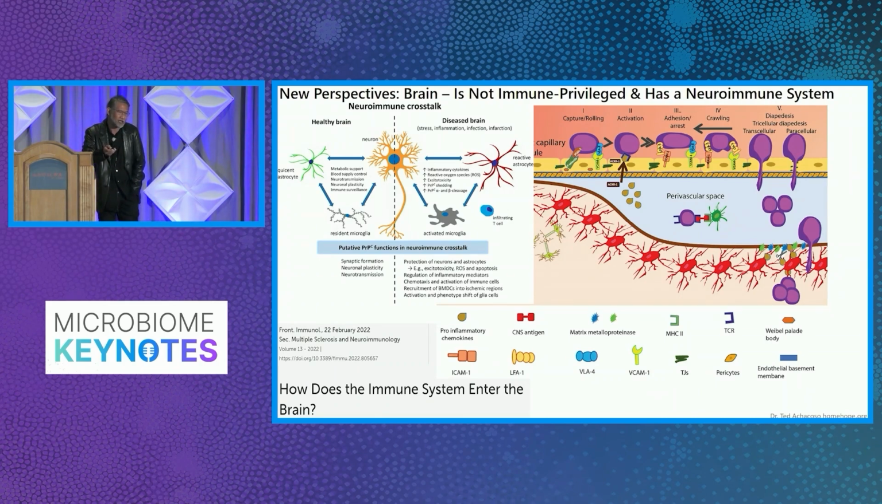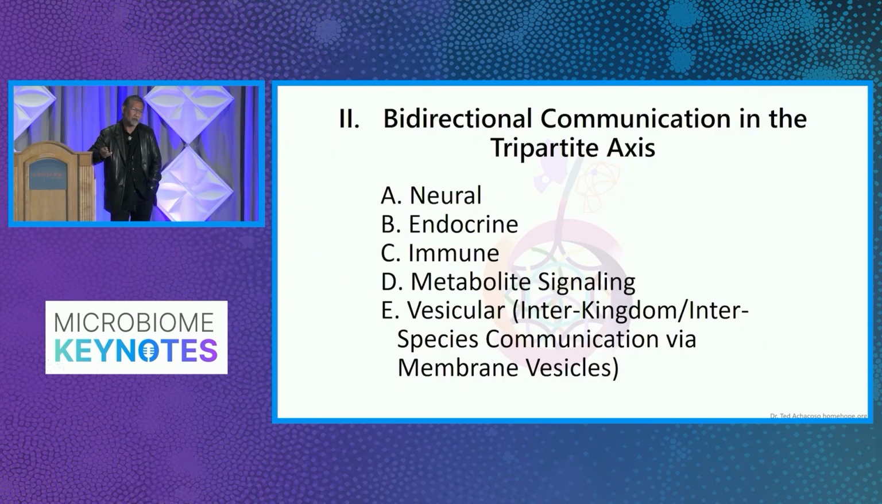There's a healthy brain and a diseased brain. You could see in the diseased brain or the unhealthy brain, right? There's a reactive astrocyte and activated microglia. Remember that astrocytes are just what? Special types of microglia. So let's take a look at the bidirectional communication in the tripartite axis, right? So there's neural, endocrine, immune, metabolite signaling, and vesicular, right?